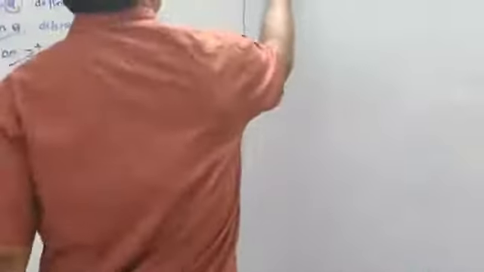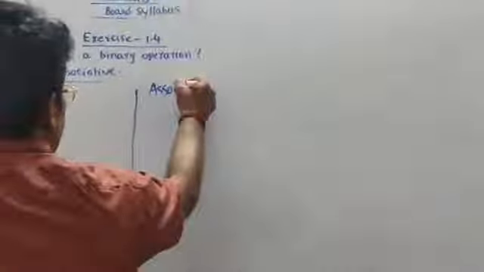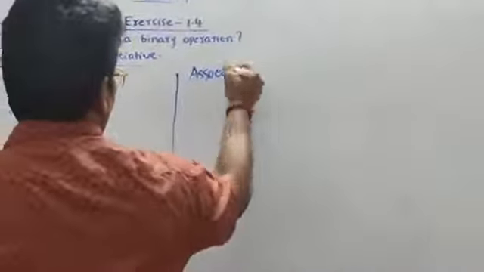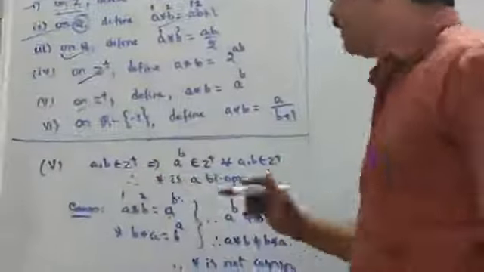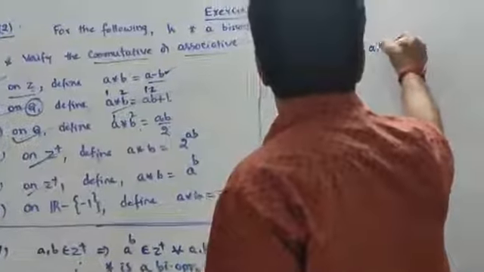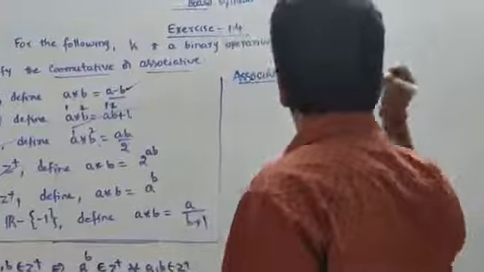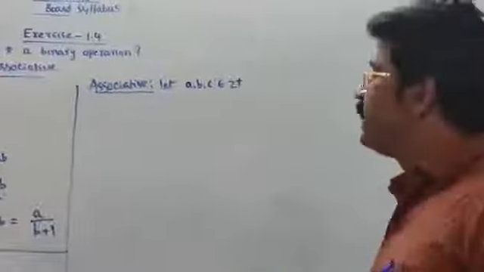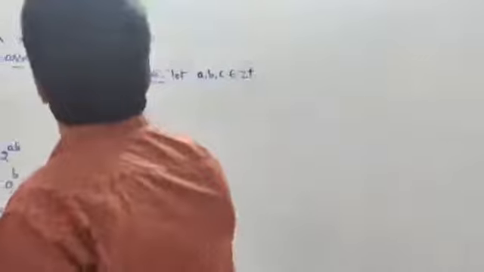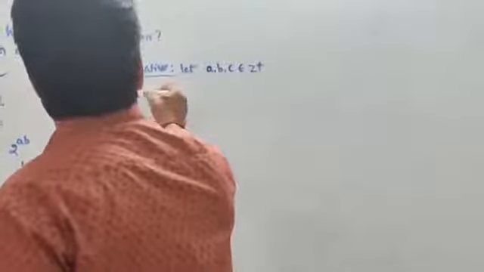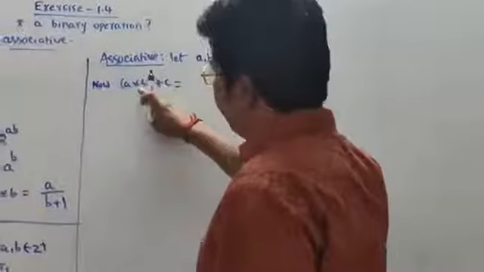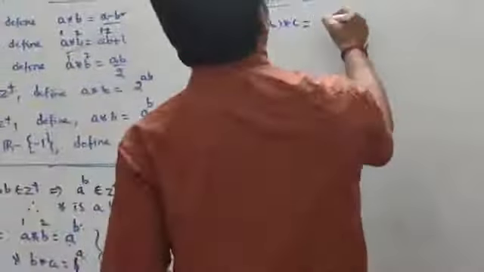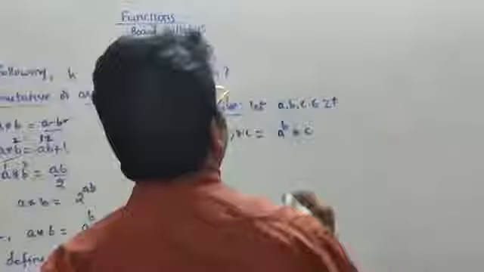Next, associative law. Let a, b, c belong to Z plus. Take three positive integers. Now (a star b) star c is equal to, a star b is a power b, so a power b star c.